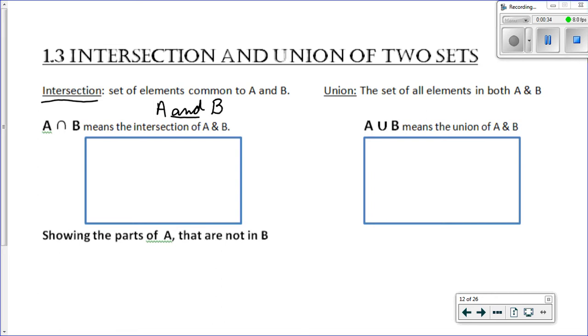And our symbol for the intersection is over here. The intersection of A and B is that upside down U. So if I draw a Venn diagram that would show the intersection, here's set A, here's set B, and their intersection is right here.